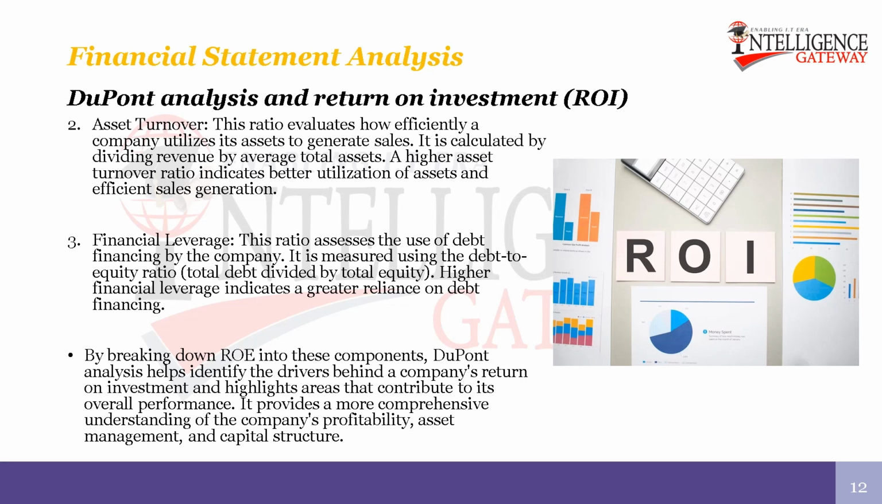Financial leverage. This ratio assesses the use of debt financing by the company. It is measured using the debt-to-equity ratio, total debt divided by total equity. Higher financial leverage indicates a greater reliance on debt financing. By breaking down ROE into these components, DuPont analysis helps identify the drivers behind a company's return on equity and highlights areas that contribute to its overall performance. It provides a more comprehensive understanding of the company's profitability, asset management, and capital structure.